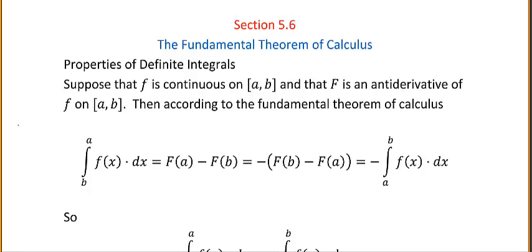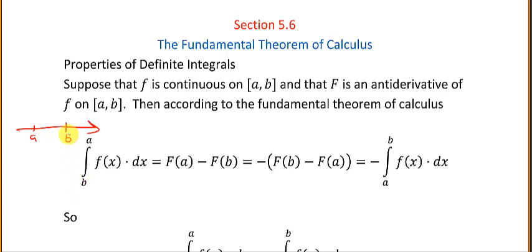For example, suppose that we have on the number line, A is here and B is here. Up till now, the bigger number was the upper limit of integration. The smaller number was the lower limit of integration. But let's take a look at this in light of the fundamental theorem of calculus. Suppose that capital F is an antiderivative of little f on that interval.